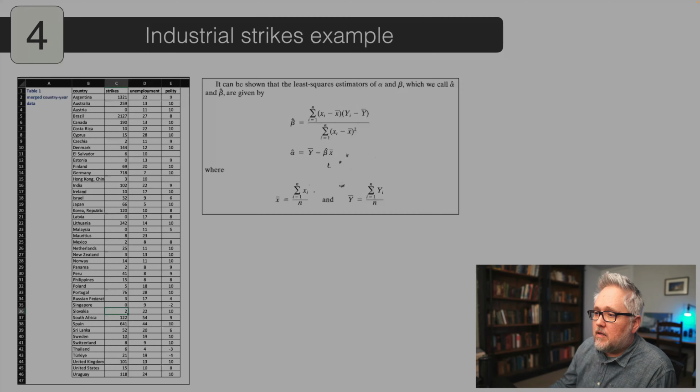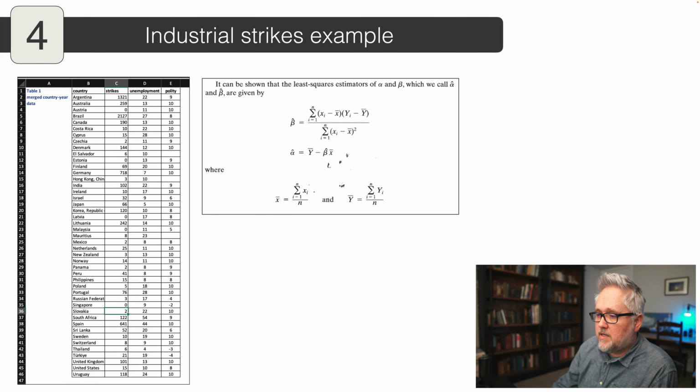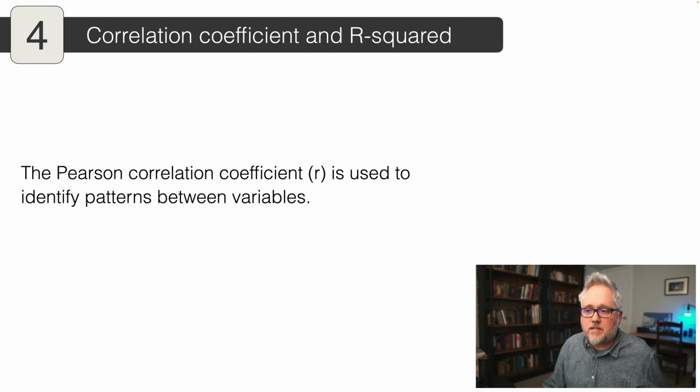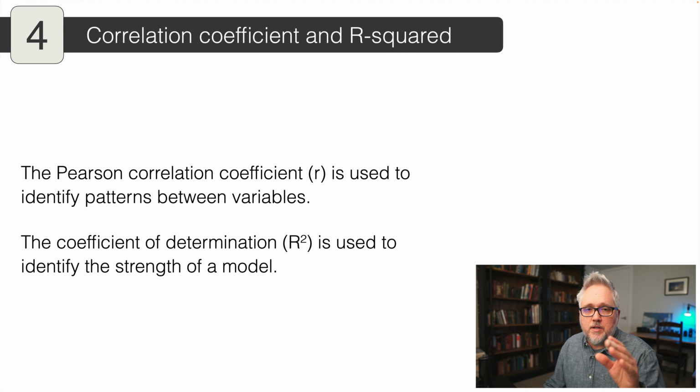Let's go back to my slides. I wanted to just briefly connect the correlation coefficient and R squared to show that there is a direct relationship between what we've already done and what we just did today. Pearson's correlation coefficient is just used to identify patterns between variables. How closely are they related? How much dispersion is there in that relationship between them?